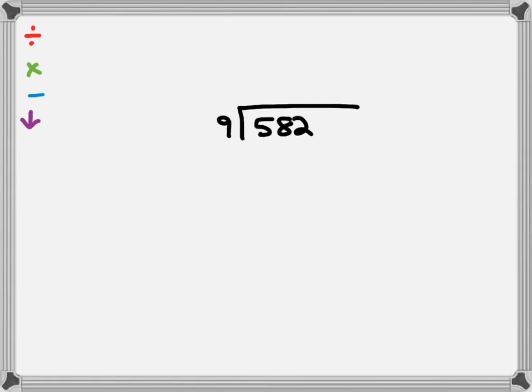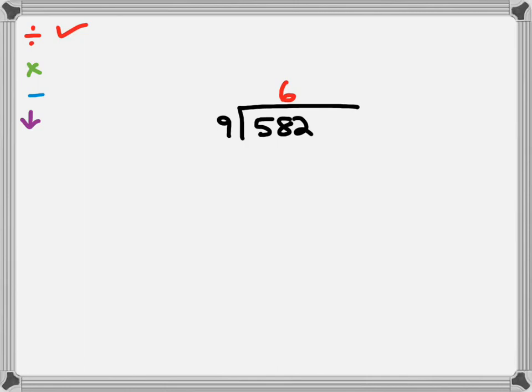Next one. 9 can't go into 5 because it's bigger than 5, so we're going to have to put it into 58. 9 times what to get close to 58? Probably 9 times 6, because 9 times 6 is 54. So let's put a 6 here. That's our divide done.